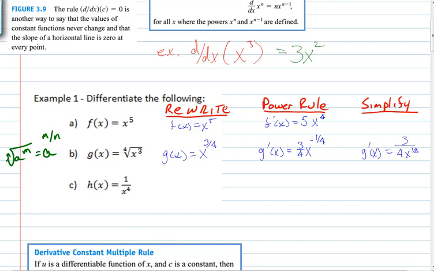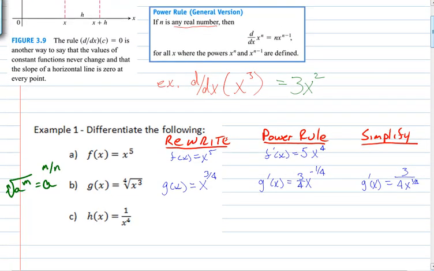Yes, sir? Can you explain how you use the power rule again? Because I'm not getting how you... Okay. What I do with the power rule, let me go back up here to the definition. If you look right here, it says whenever you take the derivative of x to the n, it's going to be n times, which means that this exponent right here is going down front. And then you subtract 1 from the exponent. Your new exponent is going to be the original exponent minus 1.